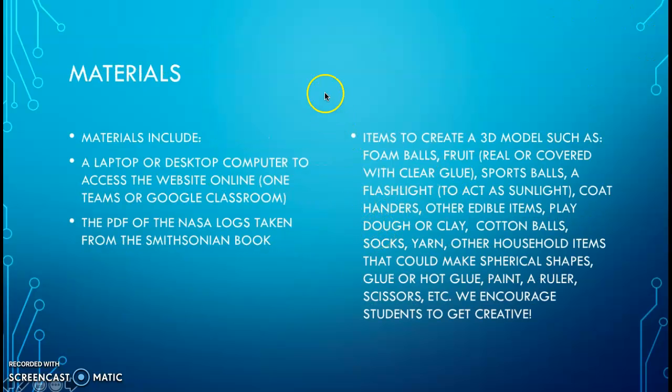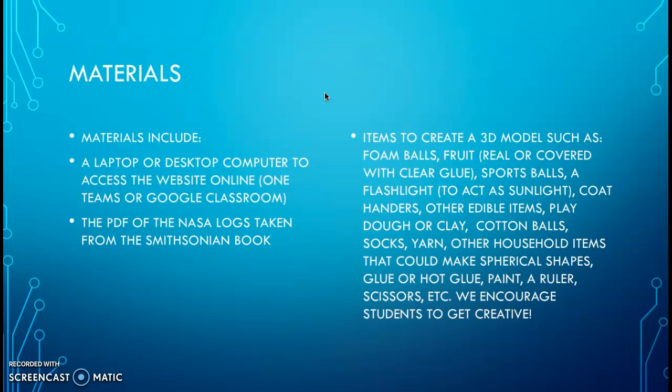So there are many materials involved. Obviously, they'll need a laptop or a desktop to access the website online, the internet, of course. The PDF of the NASA logs was taken from the Smithsonian book. This is part of the primary source that we have. It was printed in a Smithsonian book and saved as a PDF, which we will provide to students.